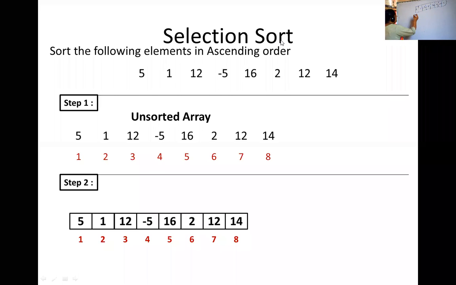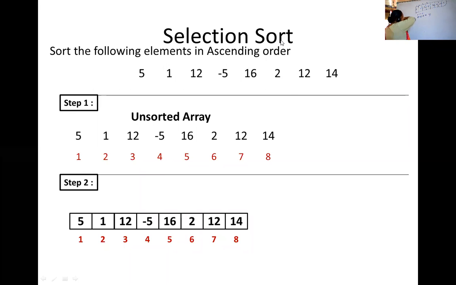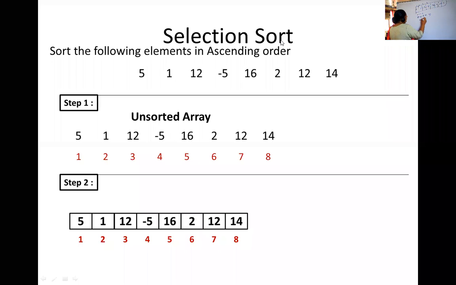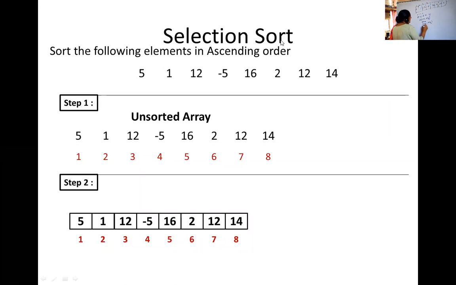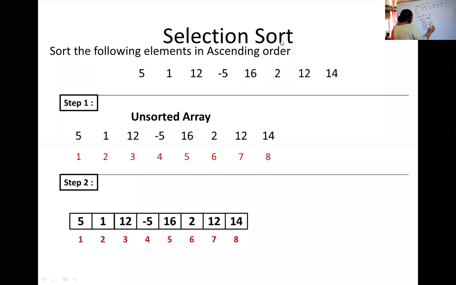Right. So the first element we consider as sorted. I is equal to 1, that is 5 is sorted. Now for j is equal to 2 to n, we will compare ai with aj. If ai is smaller than aj, then there is no need to swap. Otherwise, temp is equal to aj, aj is equal to ai, and ai is equal to temp. So this is this way.